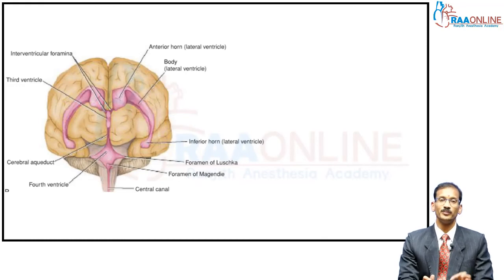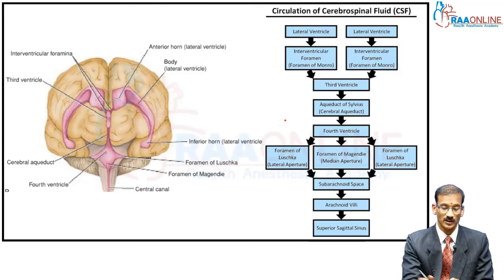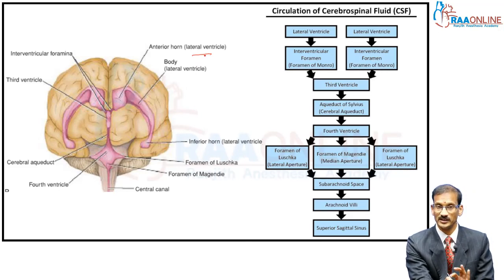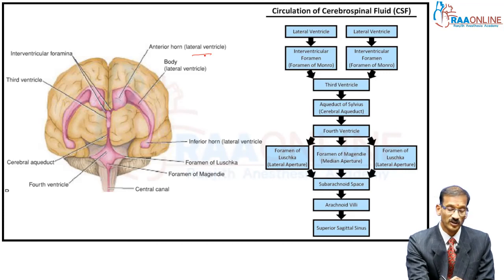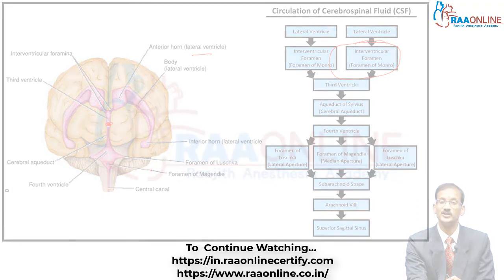This is looking from the posterior aspect of the brain. Here you can see the lateral ventricle there. The choroid plexus in this ventricle is where CSF is normally produced. From there, it goes into the third ventricle, which is situated there. The opening between the lateral ventricle and the third ventricle is called the foramen of Monro, as mentioned here. Now, from the third ventricle, the CSF circulates into the fourth ventricle.